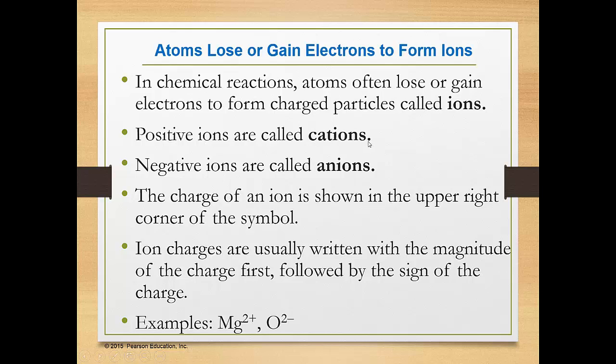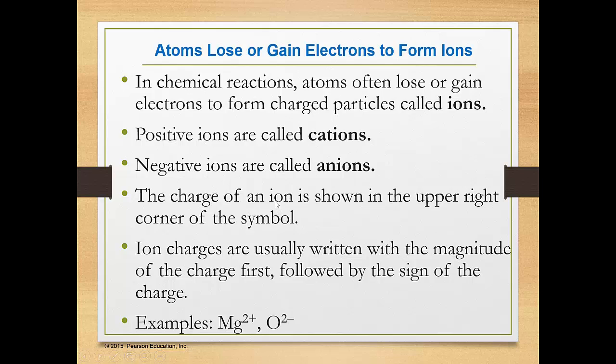Pronounce that cation. If it gains electrons, it now has more of those negative charges than it has positive charges. So it is overall a negatively charged particle. A negative ion is known as an anion. Very important to remember cations and anions. That's what we're going to be looking at in lab at the end of this week.